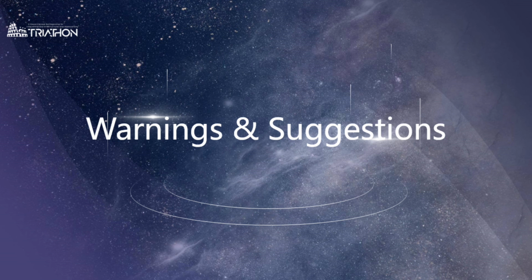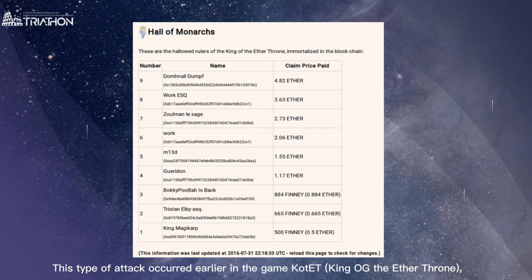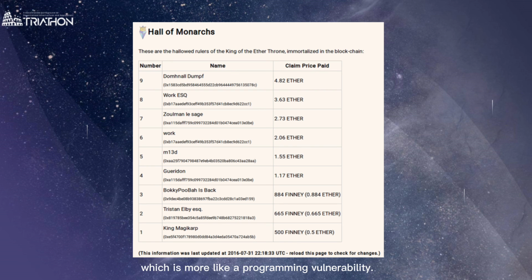Warnings and suggestions: this type of attack occurred earlier in the game King of the Ether Throne, which is more like a programming vulnerability. So it is important to consider the impact of the actions that the fallback function can make when you transfer ETH to a contract.